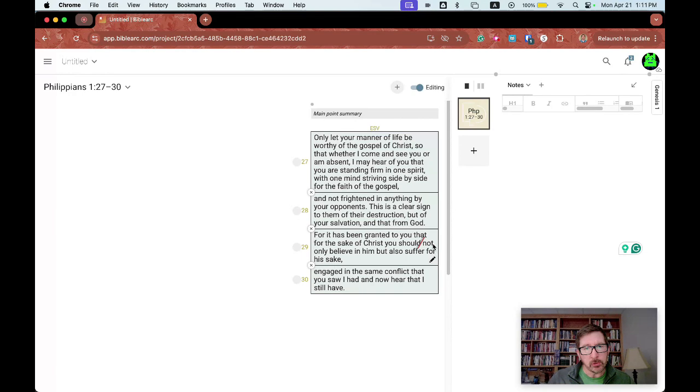let's break this down. Verse 27: only let your manner of life be worthy of the gospel of Christ, so that whether I come to you and see you or am absent, I may hear of you that you are standing firm in one spirit, with one mind, striving side by side for the faith of the gospel, and not frightened in anything by your opponents. This is a clear sign to them of their destruction, but of your salvation, and that from God. For it has been granted to you that for the sake of Christ you should not only believe in him, but also suffer for his sake, engaged in the same conflict that you saw I had, and now hear that I still have.